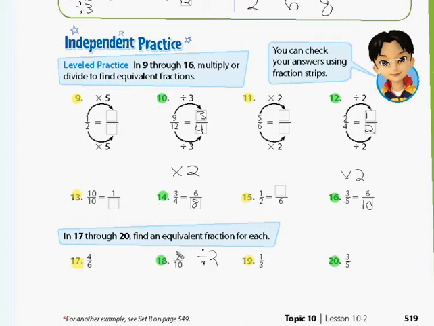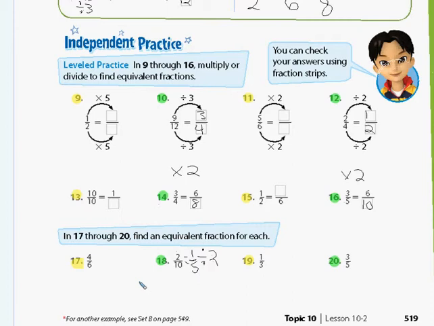So 2 divided by 2 is 1, and 10 divided by 2 is 5. So that's saying that 2/10 is equal to 1/5.